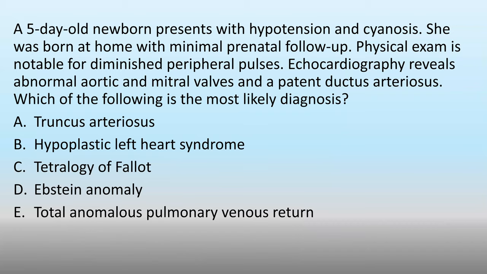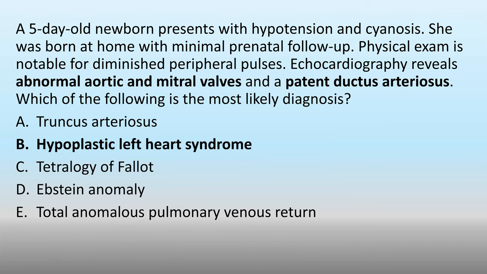This 5-day-old presents with hypotension and cyanosis. No, minimal prenatal follow-up. Physical exam is notable for diminished peripheral pulses. Echo reveals abnormal aortic and mitral valves and a PDA. Which of the following is the most likely diagnosis? Truncus arteriosus, hypoplastic left heart syndrome, tetralogy of Fallot, Ebstein anomaly, and TAPVR. Give you a second, and then we'll go ahead and click to the answer.